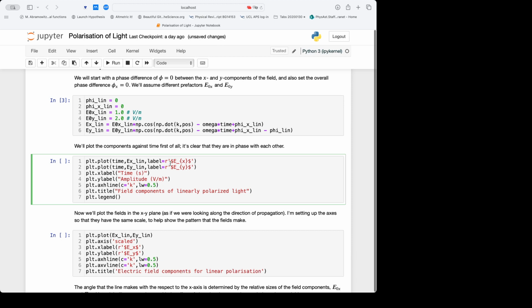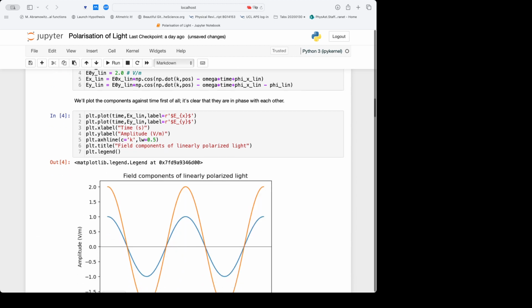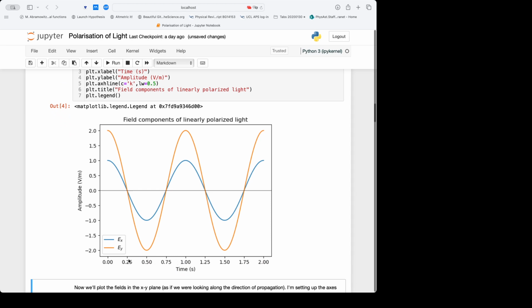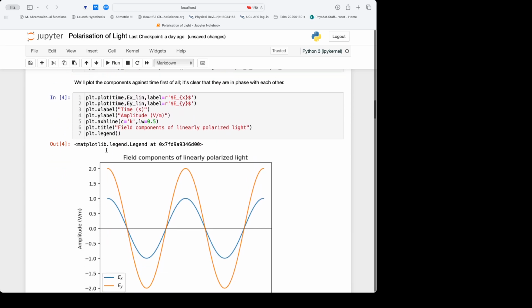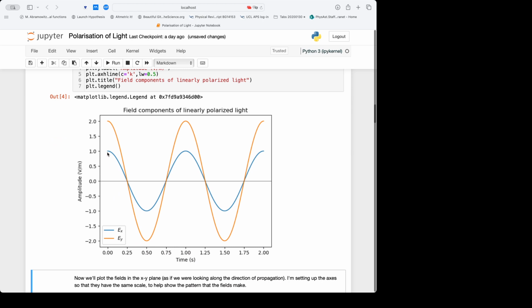Now, there are different ways of plotting the field, and this is important. The first plot we're going to see here is where on the x-axis we have time, and on the y-axis we're going to have the amplitude of the two different field components. So let me run that cell and plot it here. So here we have time in seconds. You see that we're going for 2 seconds, which is 2 periods, and you see that the x component has magnitude 1. That fits with what we've defined up here, and the two are completely in phase.